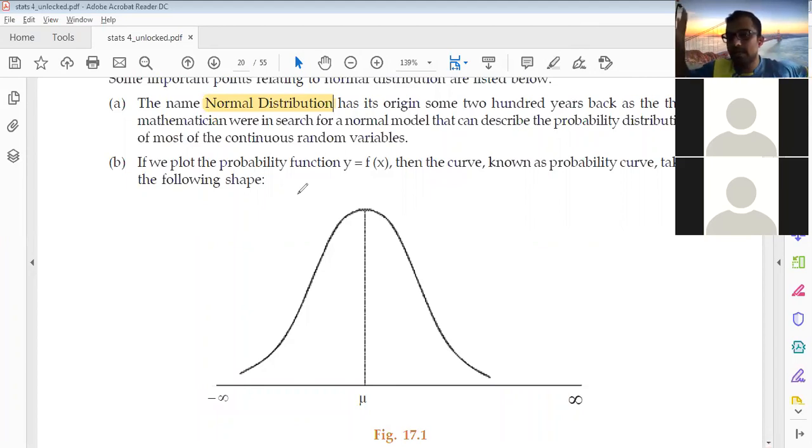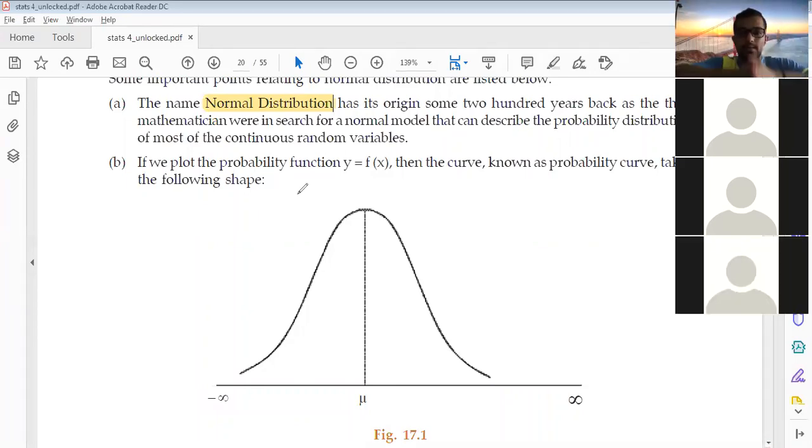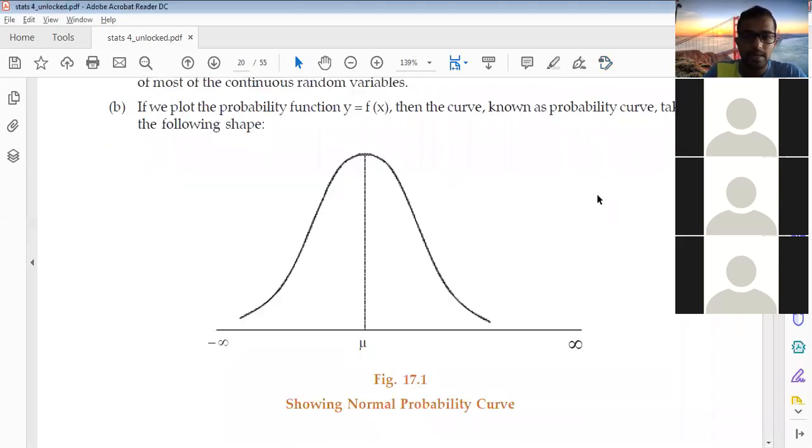This is the curve. Minus infinity to one side, plus infinity to the other side. Middle is the mean, mu. And it is a bell-shaped curve. Remember the word bell-shaped. We studied many words in one of the chapters in the beginning, when we studied theory: bell-shaped curve, J-shaped curve, U-shaped curve. For normal distribution, we use a bell-shaped curve.